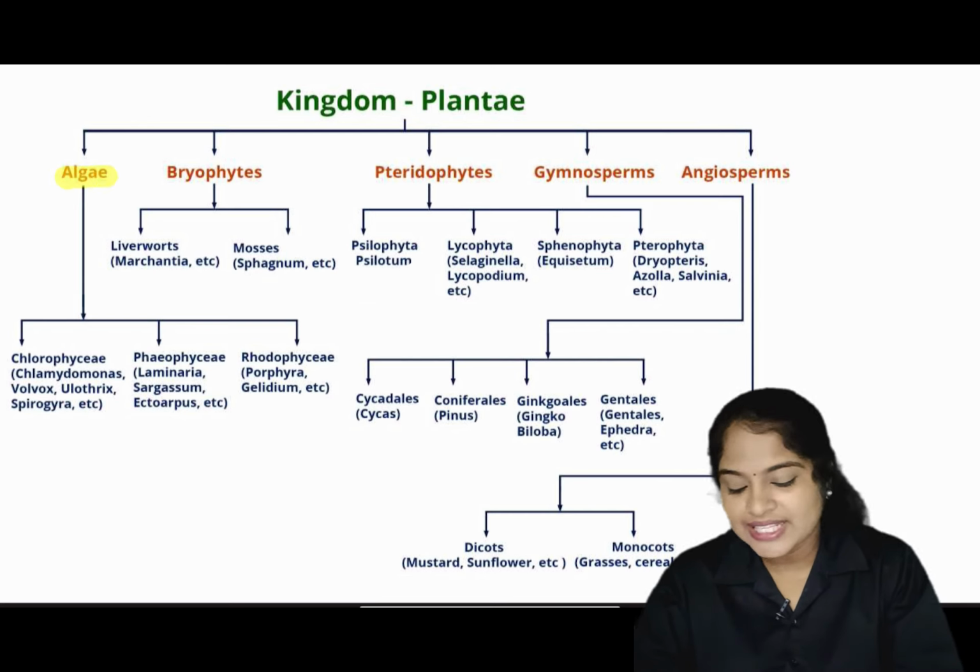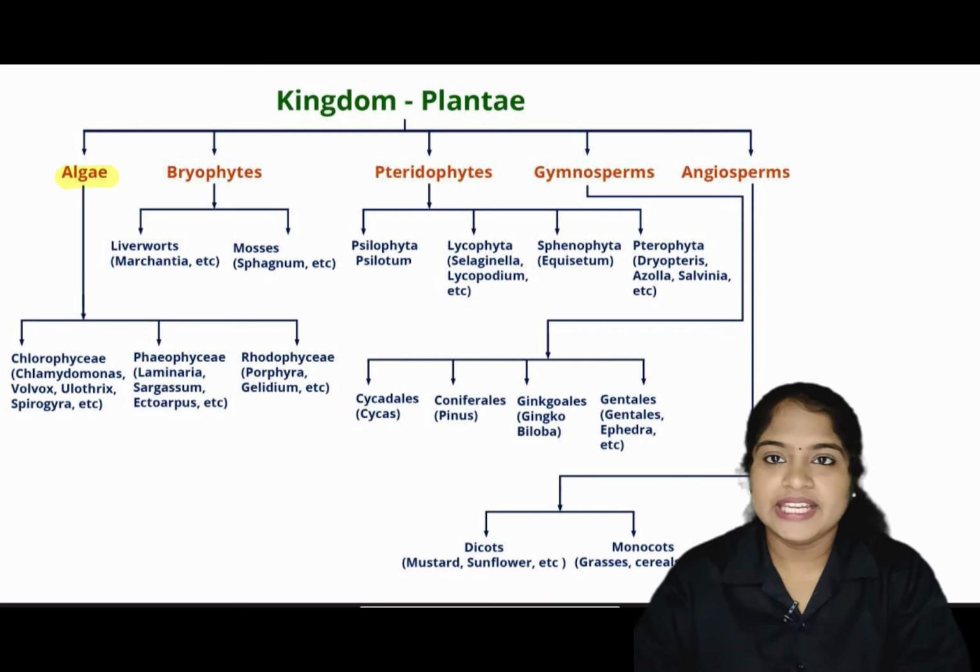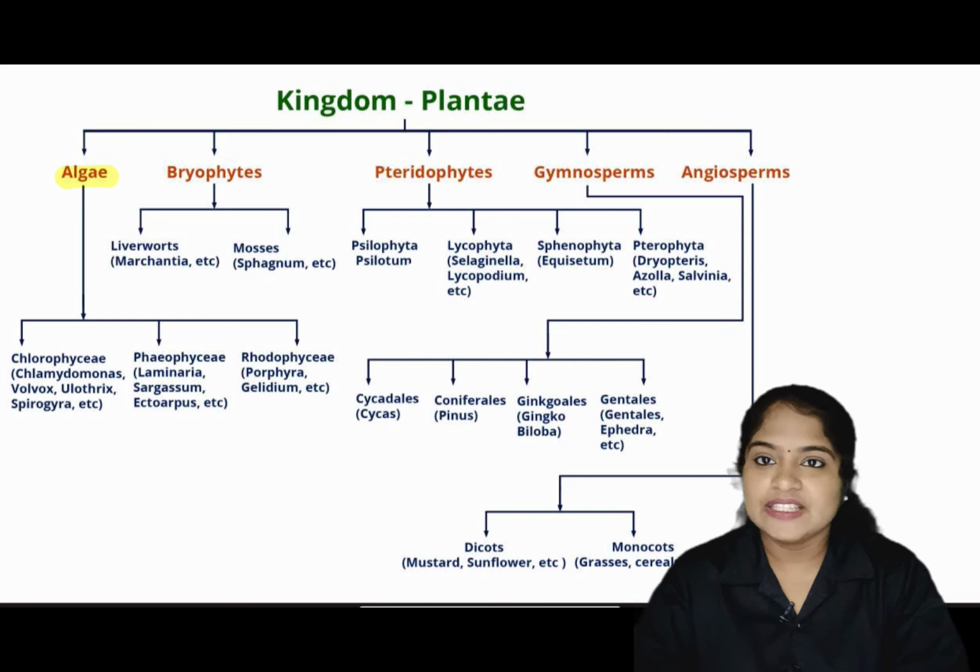They are commonly called algae. There are three types: red algae, green algae and brown algae. Chlorophyceae is green algae, Phaeophyceae is brown algae and Rhodophyceae is red algae.